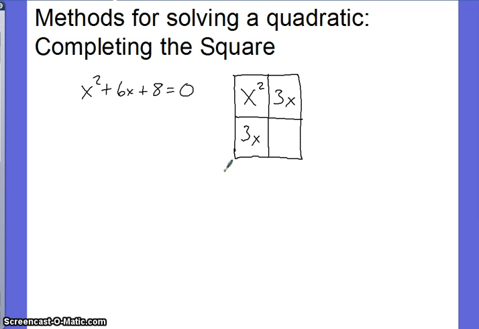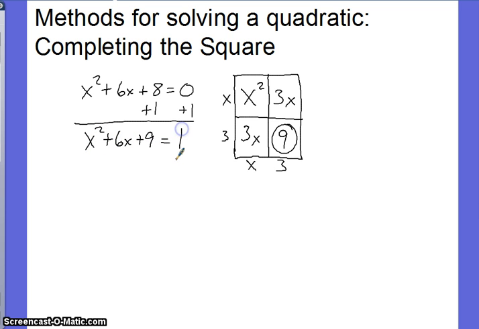So each thing that we would have here, we have x, 3, and 3. What that means is that we need 9 in this spot. Right now we have an 8, so I need to get 9 here. The way I can do that is by adding 1. But whatever I do to one side of the equation, I have to do to the other, so we have to add 1 to both sides. Now I have x squared plus 6x plus 9 is equal to 1.